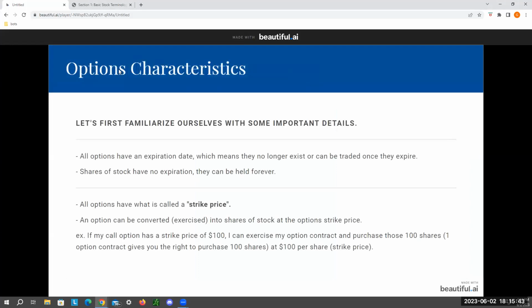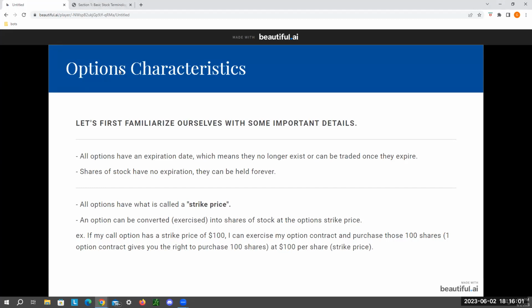Options characteristics. All right. Familiarize yourselves with these terms. Remember, I was telling you guys expiration date, right? All options have an expiration date. They no longer exist or can be traded once they expire. Shares of stock, they don't have expirations. You can hold them forever, essentially, or until they get delisted.